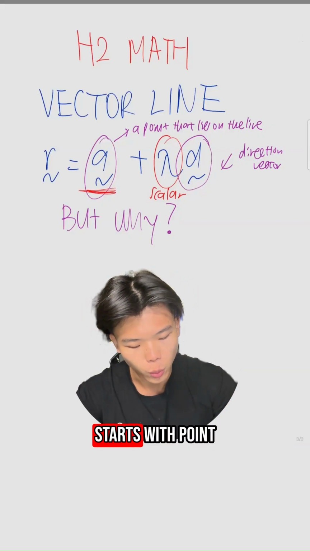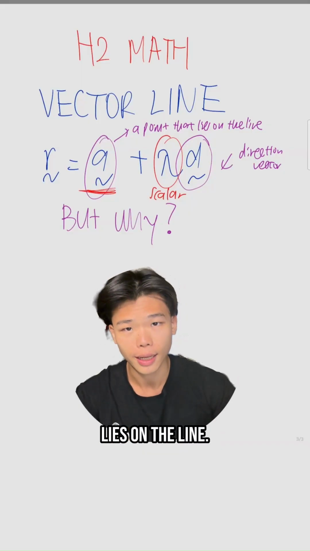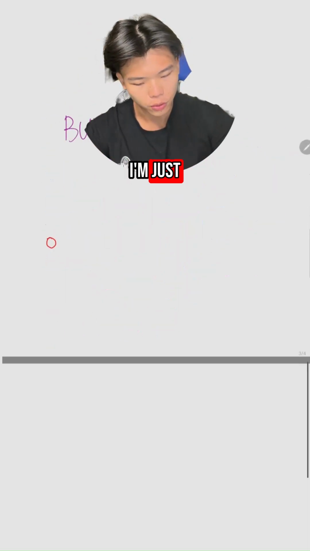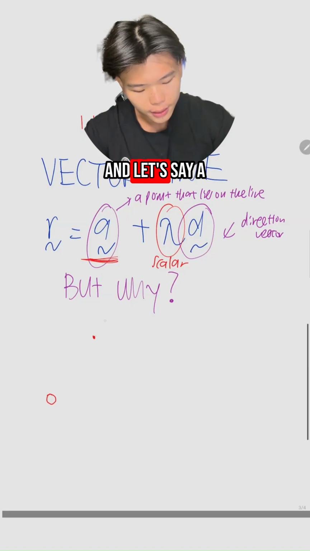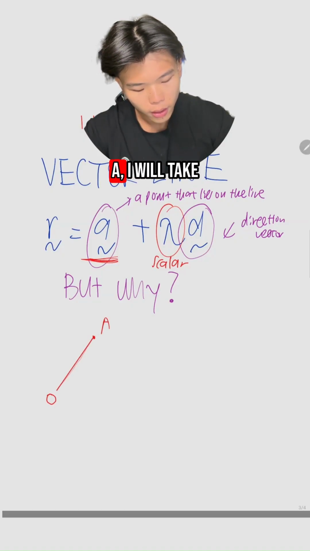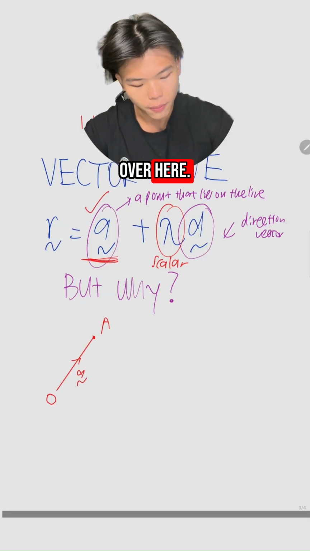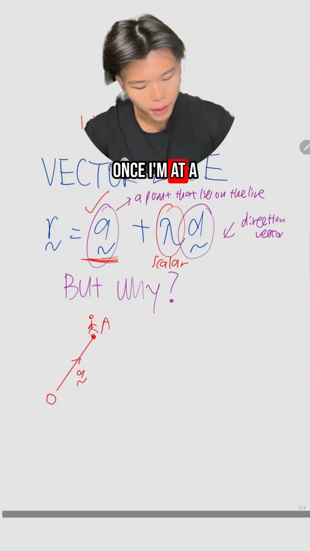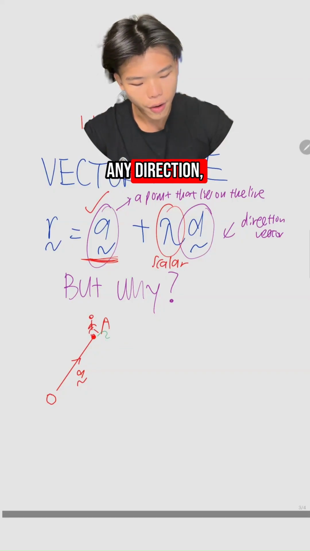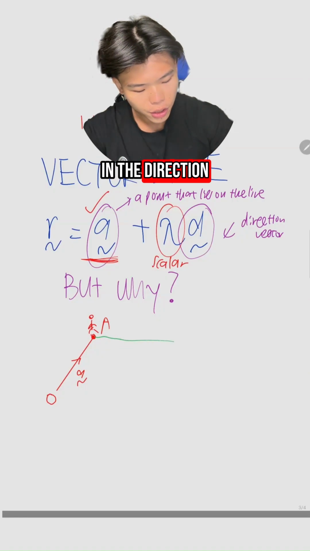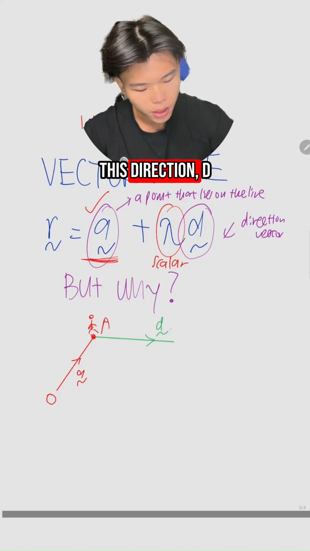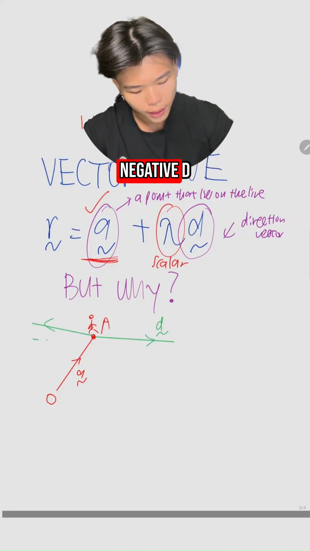So everything starts with point A first, a point that lies on the line. So imagine my origin is here. I'm just going to scroll down a bit. My origin is here, and let's say A is here. So from O to A, I will take A bar, which is this over here. And then once I'm at A bar, I can go in any direction, front or back, in the direction of D bar. So I can go in this direction, D bar, or I can go in this direction, negative D bar.